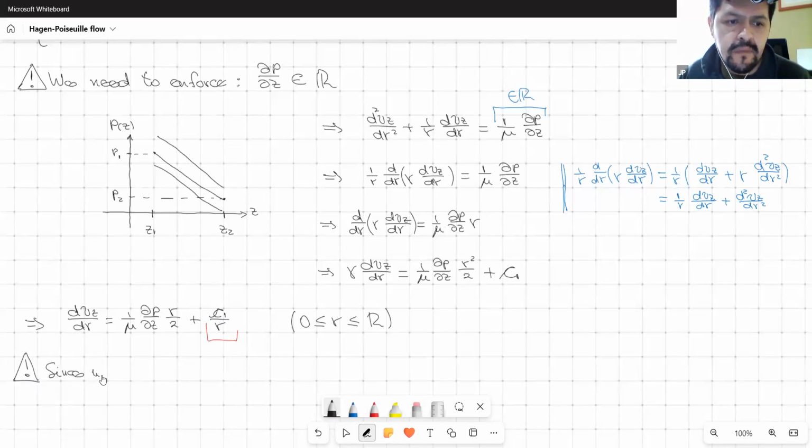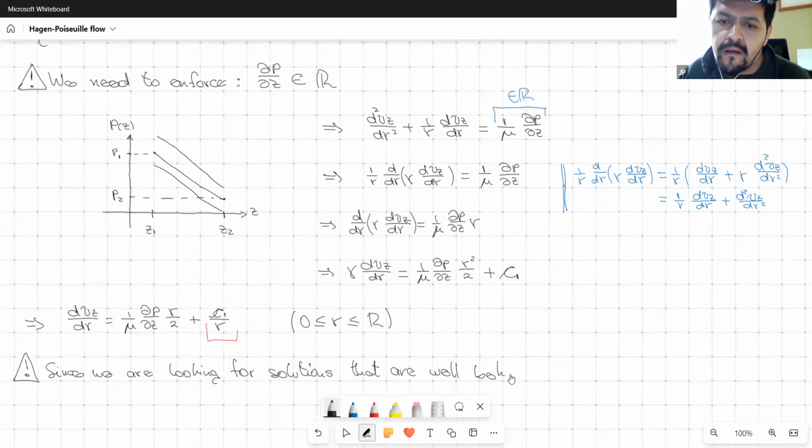So what that means is that since we're looking for solutions that are well behaved at the origin, because that's the only point where this thing doesn't work, origin meaning when the radius is 0, we need to enforce C1 to be 0. There's no other choice but to choose C1 as 0.